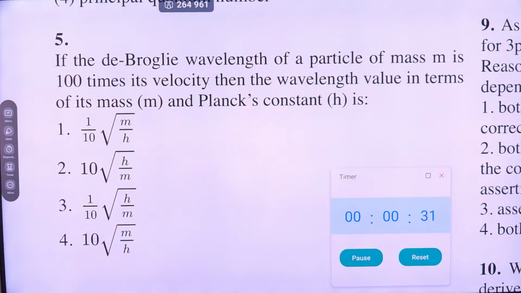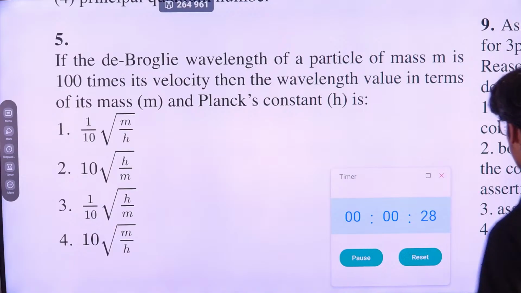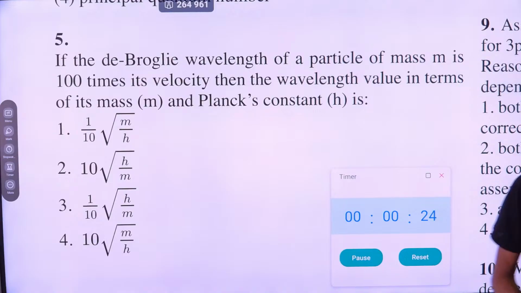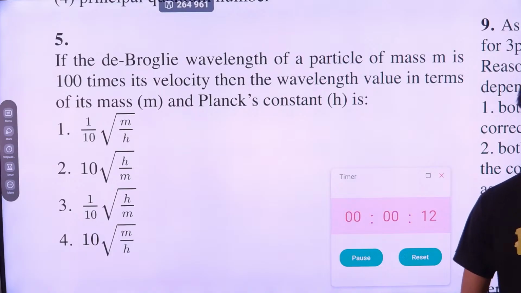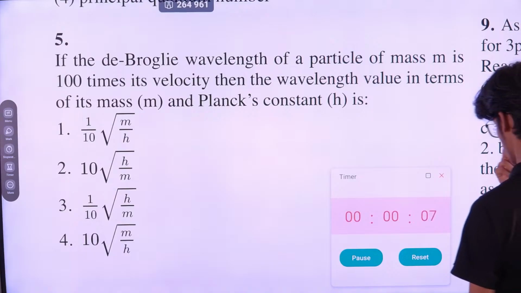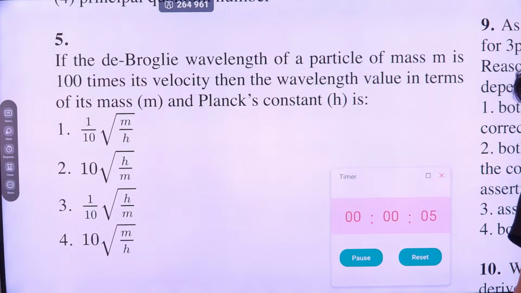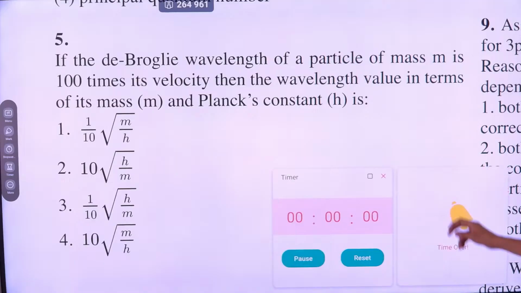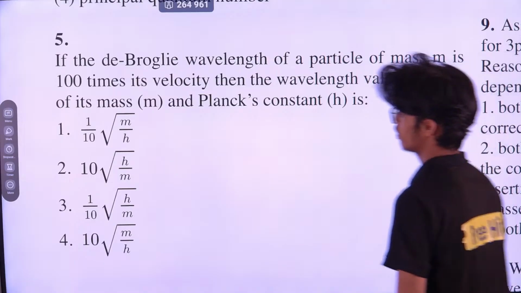Okay, let's see. 30 seconds. Okay, 20-second gap is there in the live and what I am seeing. Okay, 10, 9, 8, 7, 6, 5, 4, 3, 2, 1. Okay. Now let's start.